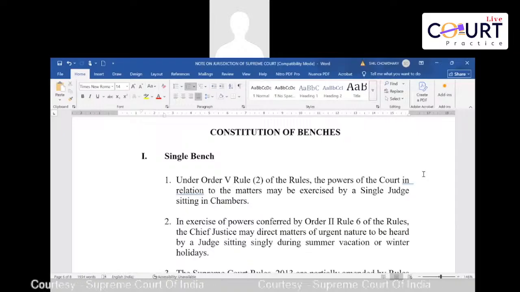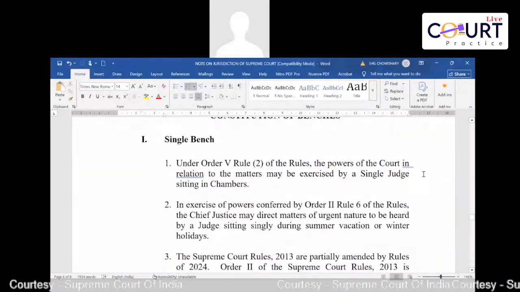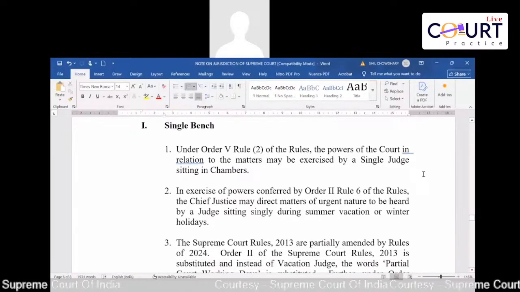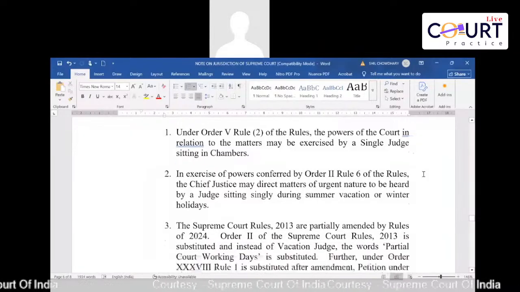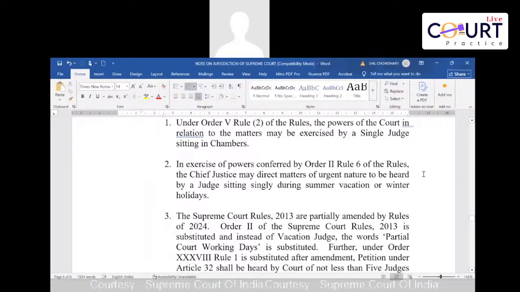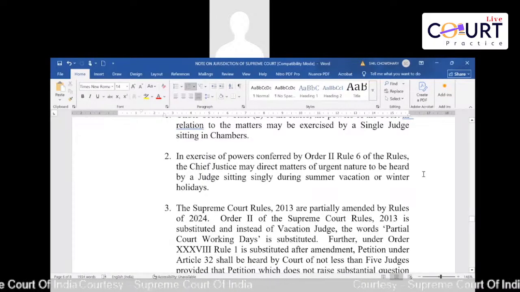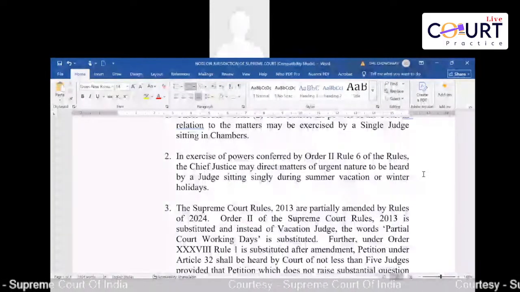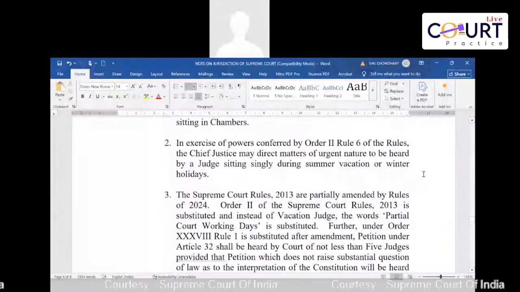There are certain powers which are exercised by the registrar also, which you will find under Order 5. Then, in exercise of the power conferred under Order 2, Rule 6 of the rules, the Chief Justice may direct matters of urgent nature to be heard by a judge sitting singly during summer vacation or winter holidays. So in vacation, the Chief Justice can delegate the power to hear the matter even while sitting singly. They are not in that case sitting in chamber.